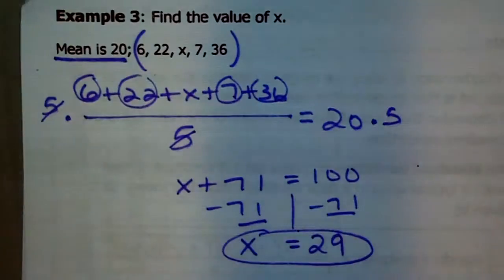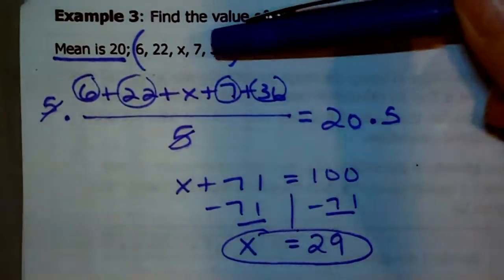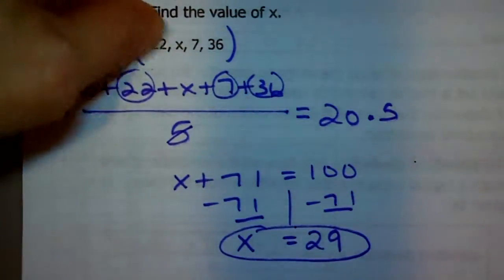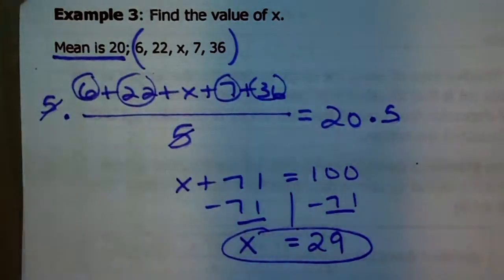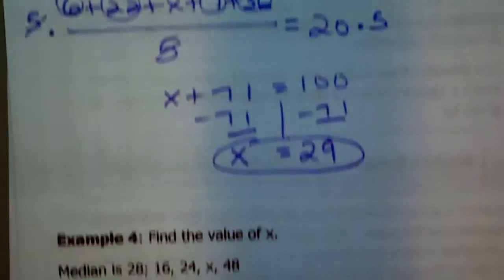If you wanted to make sure that was right, then put it back in up here. Type in 6 plus 22 plus 29 plus 7 plus 36, enter. Divide it by 5, and you'll get your 20. If you don't believe me, go right ahead and give it a shot. All right, last one here.